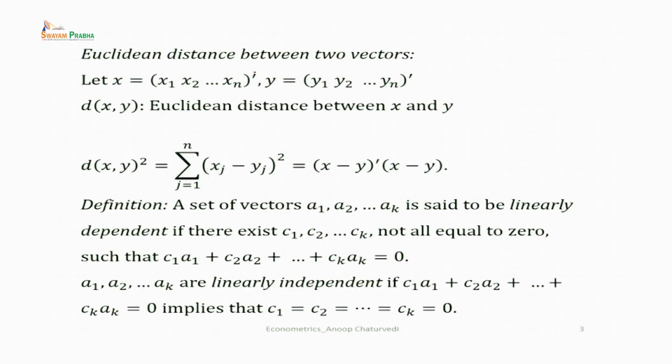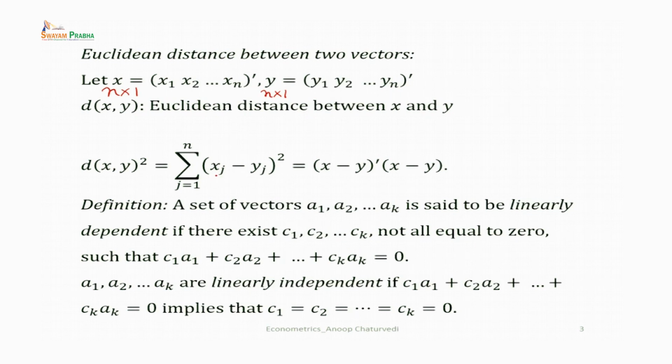Then the Euclidean distance between two vectors. Suppose you have two vectors x and y. Both of these vectors have n elements. So, x is of order n cross 1, y is of order n cross 1, and dxy denotes the Euclidean distance between x and y. The Euclidean distance is defined as, say, dxy square is equal to summation j equal to 1 to n of (xj minus yj) square. So, basically what do we do?